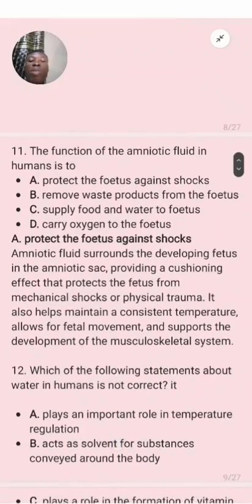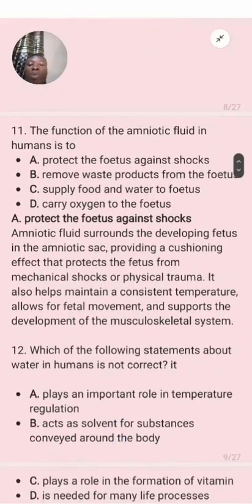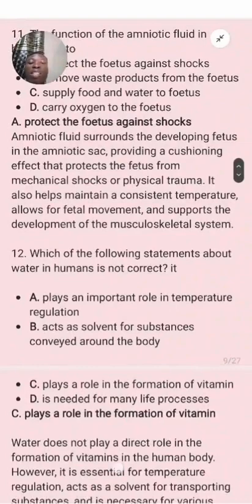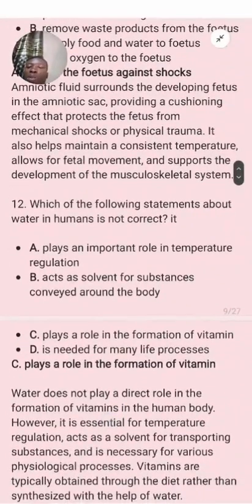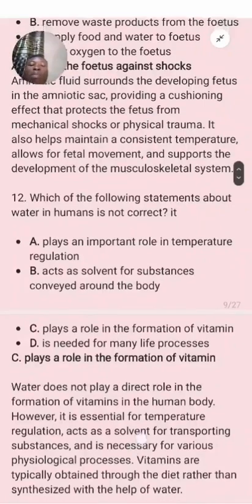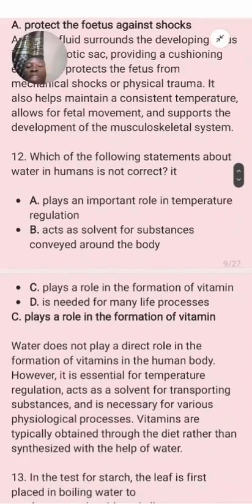Then question 12, which of the following statements about water in humans is not correct? Water plays an important role in temperature regulation. It acts as a solvent for substances conveyed around the body. It is needed for many life processes, but it does not directly play a role in the formation of vitamins.